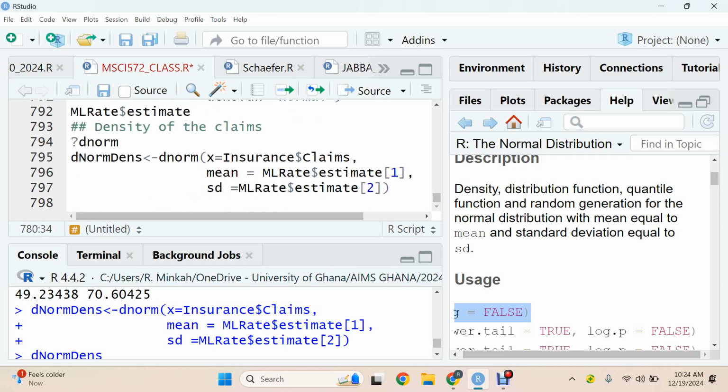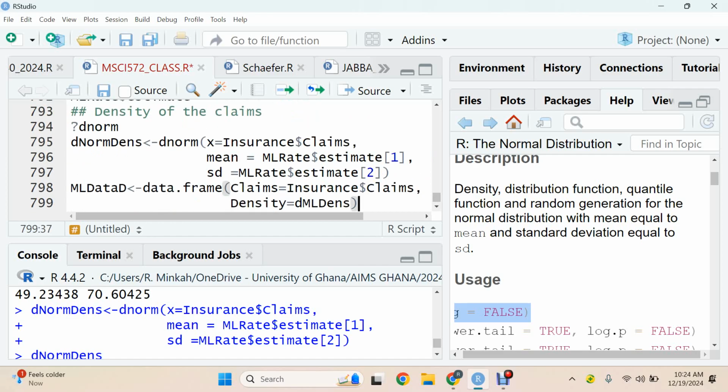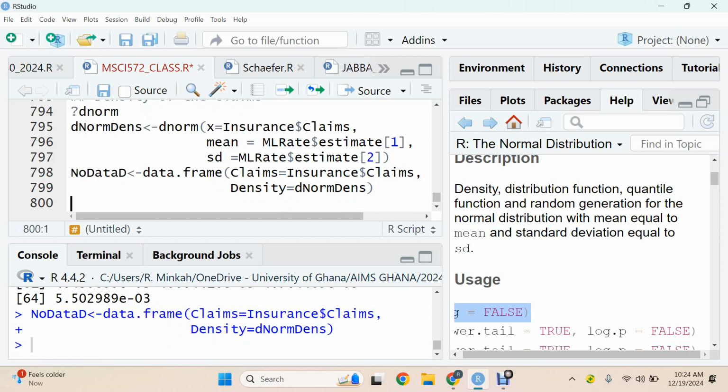So when you go home to your residence and you check, you realize that everything is just the same. If it is not, let me know. So the density is going to be D norm dense. Then now I can sort it.